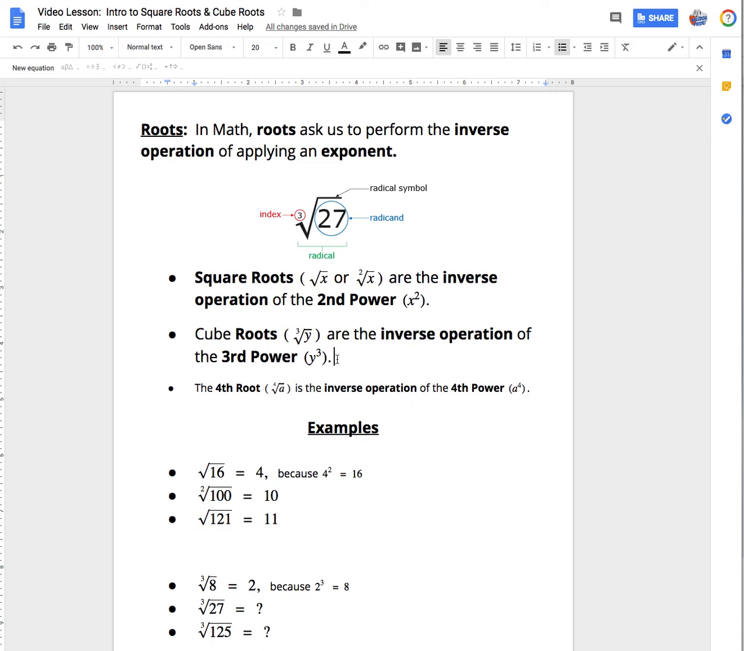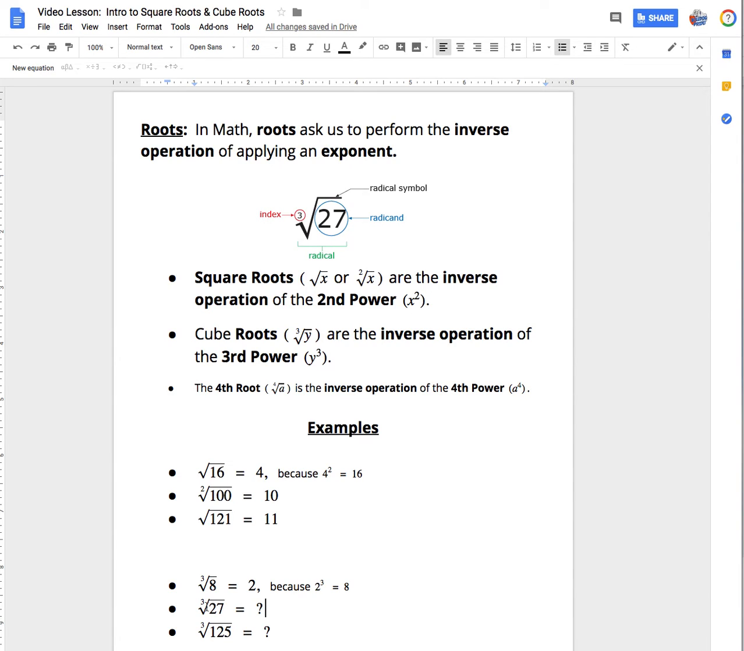The next thing we're going to look at is a cube root. That's symbolized when the radical has a 3 for the index, and that's the inverse operation of cubing a number, of the third power. So we know that the cube root of 8, or the third root of 8, is equal to 2, and that's because 2 raised to the third power, 2 times 2 times 2, would give us 8. Pause the video, find the next two examples.